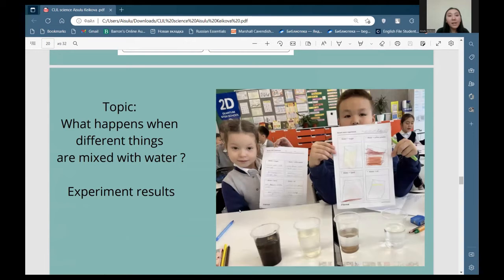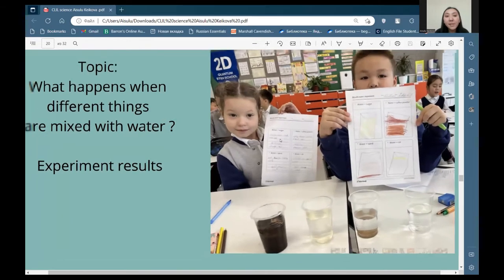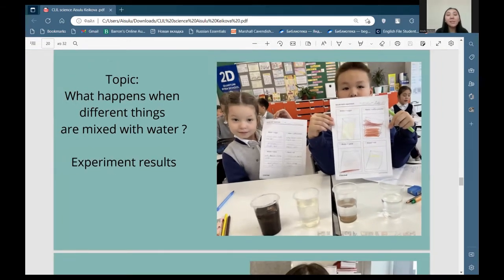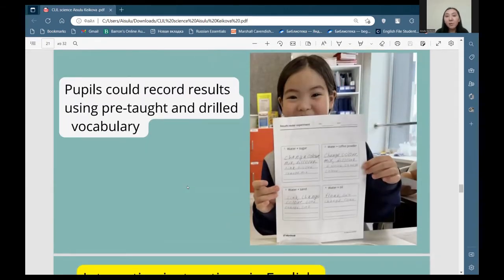For example, this topic was what happens when different things are mixed with water. So we have 4 cups here. There is oil, sand, sugar, and coffee powder. They had to draw each solution and write some comments. This is like experiment results. And this is what they already used.